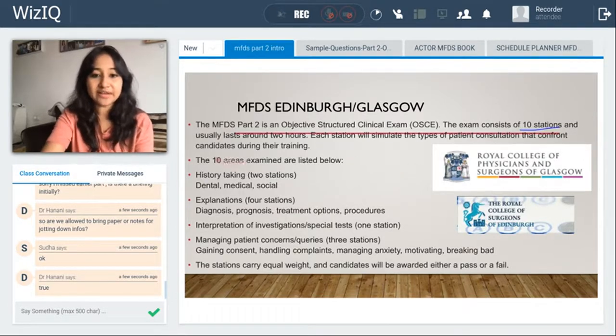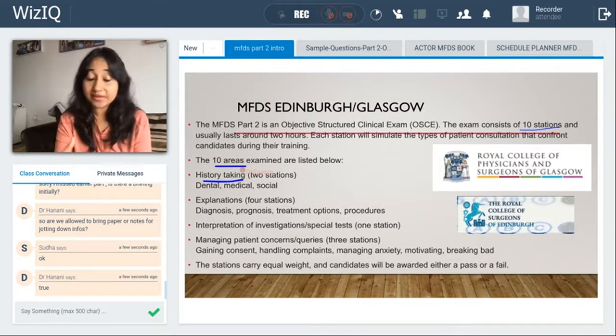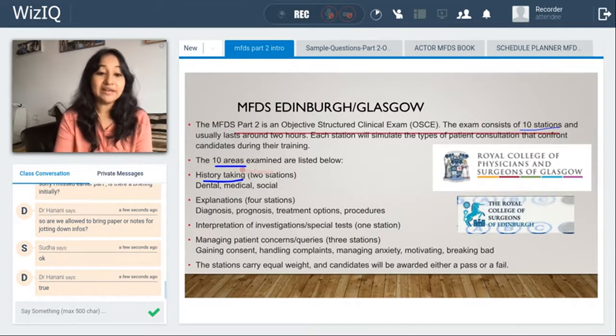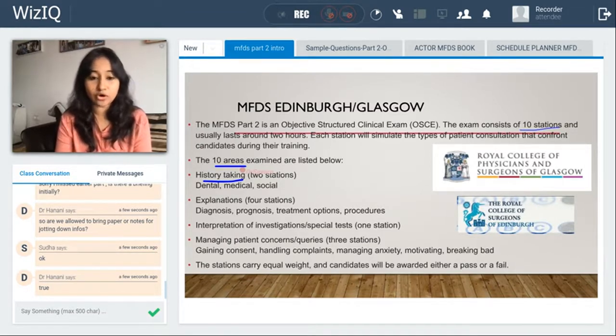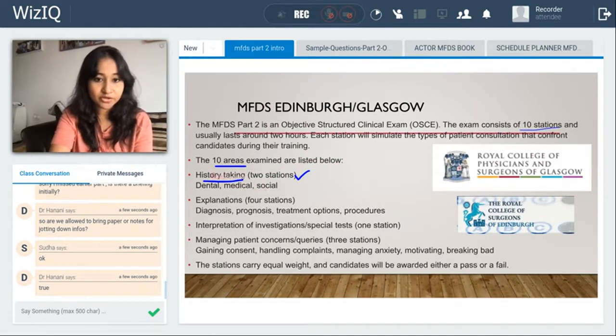Now, there are these 10 stations, as I told you. The first station is history taking. As you go inside, the themes will be written on those placards, guys. So you read the theme properly. In a history taking theme, you would focus on the history, and less on the management. I'm not saying you would not be giving a treatment plan for that, but the maximum marks you'll be getting are for taking a good history. So just read the theme well. You'll be having approximately 2 stations for history taking.